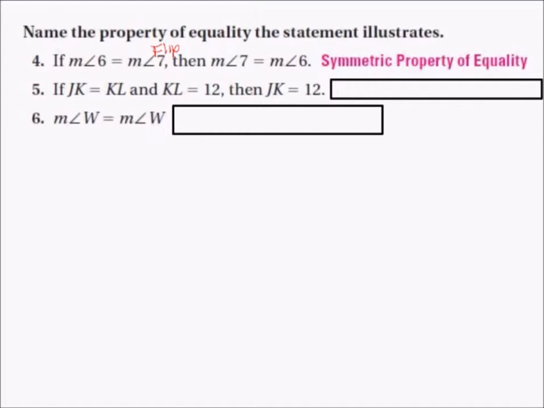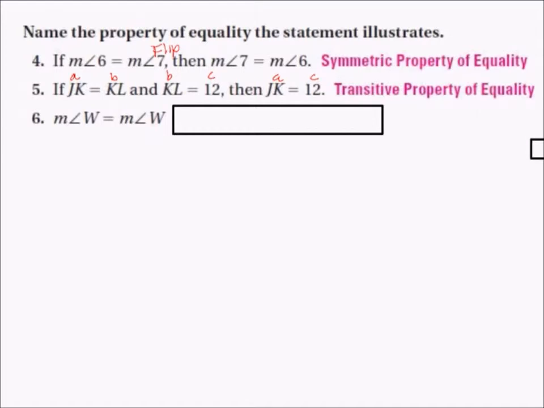Right here, so if JK equals KL and KL equals 12, then JK equals 12. So if I have A and B, and I have B and C, then I have A and C. So what's going on here, we have kind of the 1 and 2, the 2 and 3, so 1 and 3. So this has to be the transitive property.